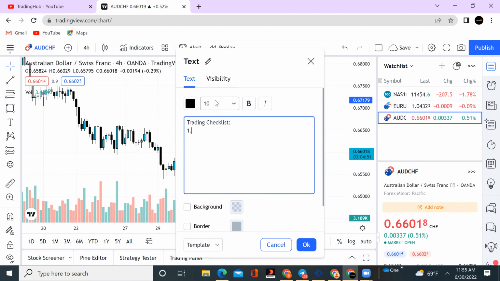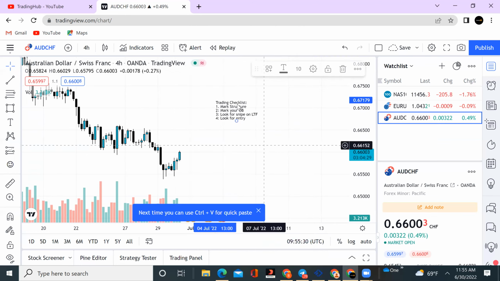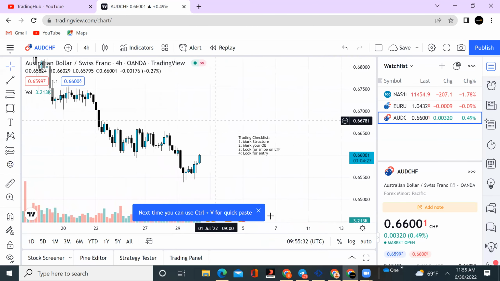Your first step is you're going to mark your structure, your highs and lows. Second step is you're going to mark your order block. Third step is you're going to look for a snipe on the lower time frame, or you take a direct entry at the higher time frame. And for the fourth step, you look for entry. So let's keep that right next to us and let's do that process.